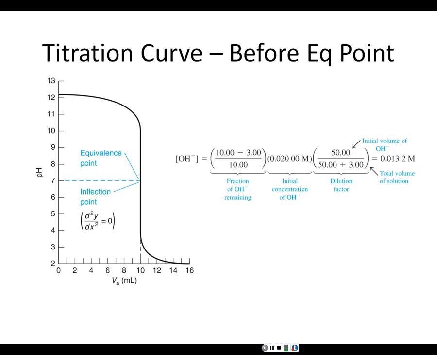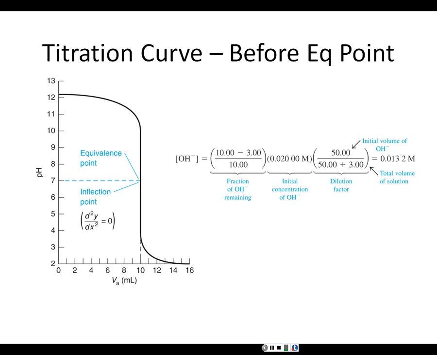Again, prior to the equivalence point, all we have is unreacted strong base and water. So you need to look first at how much hydroxide ion you started with, how much of it has been reacted with the acid, and how much is left. So you can look at the fraction of hydroxide ion that's remaining. In this case, if you had started with 10 milliliters of hydroxide and you've reacted 3 milliliters, then you have 7/10 of the original hydroxide remaining.